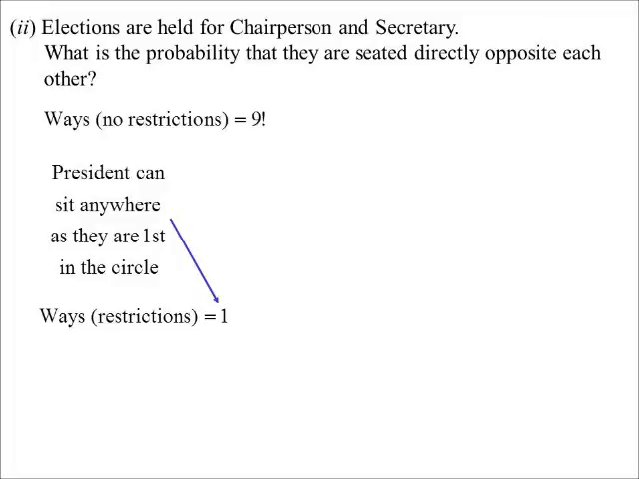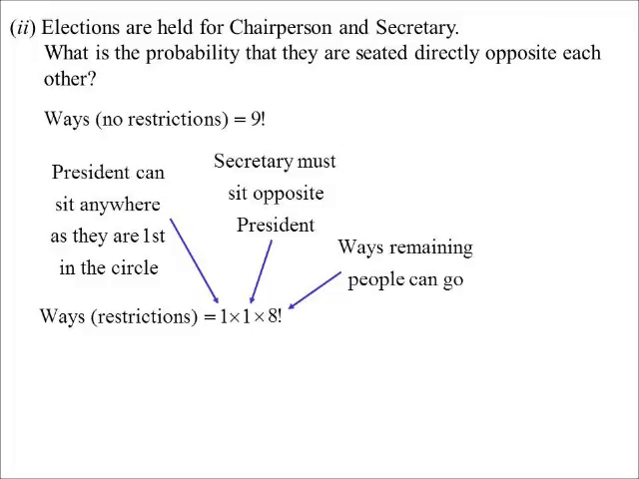So now the secretary, how many spots have they got? Yeah, got to sit opposite them. Then the other 8 people are going to sit down. How many ways of arranging those 8 people? 8 factorial. So we get 1 times 8 factorial over 9 factorial.